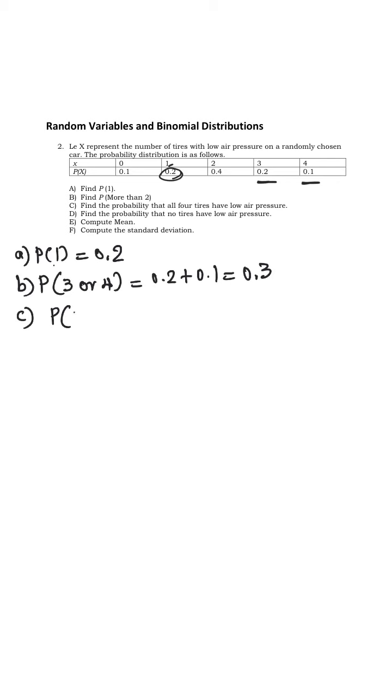See, find the probability that all 4 tires have the low air pressure. All 4 tires means probability of 4. That is 0.1. D. Find the probability that no tires have the low pressure. That means find P of 0. That is 0.1.